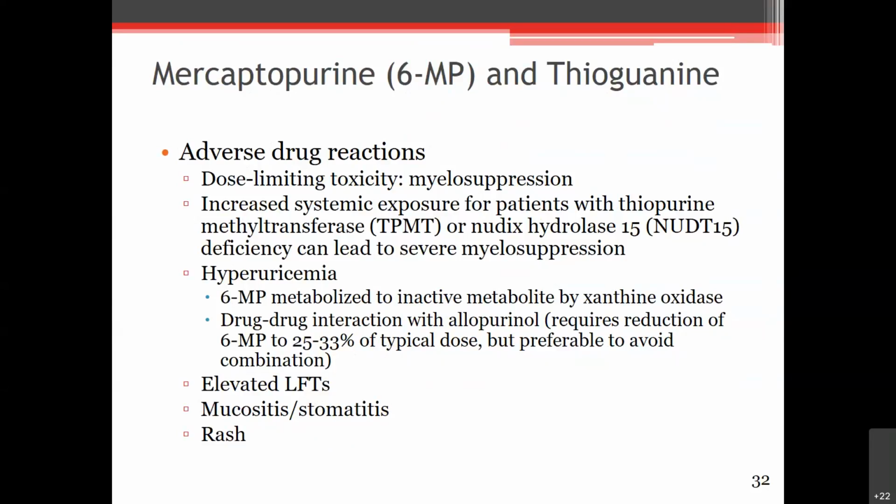Hyperuricemia is also a potential side effect with these drugs. And the reason we're worried about that is that 6-MP is metabolized to an inactive metabolite by xanthine oxidase. So there is a really significant drug interaction with allopurinol, since that is a xanthine oxidase inhibitor. So if patients do require both of these medications at the same time, the 6-MP actually needs to be reduced to between 25 and 33% of the typical dose. But if it's at all possible, we prefer to just avoid the combination altogether. And then some other side effects that we can see with these meds are increased LFTs, mucositis, as well as rash.